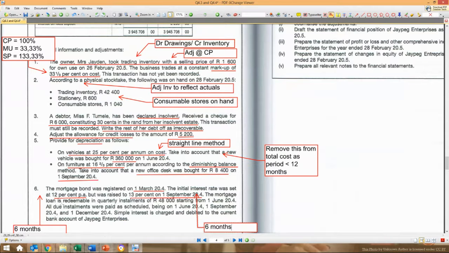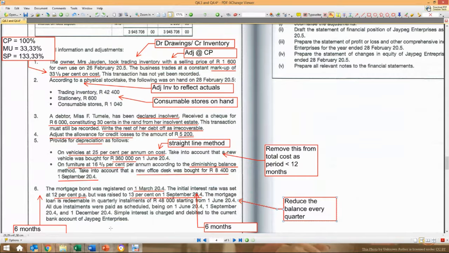Then they tell you that the loan is redeemable in quarterly installments, so we reduce the balance every quarter. That also needs to be taken into account, and the first payment started on the 1st of June. They tell you all due installments were paid as scheduled on the 1st of June, 1st of September, and 1st of December. And then we do simple interest. That means we do not have to do compound interest, you just do the basic calculation.